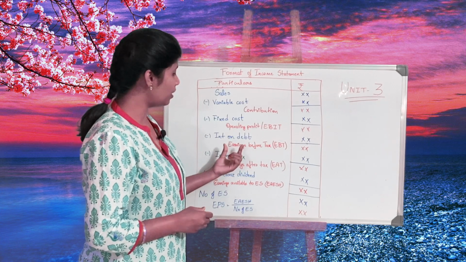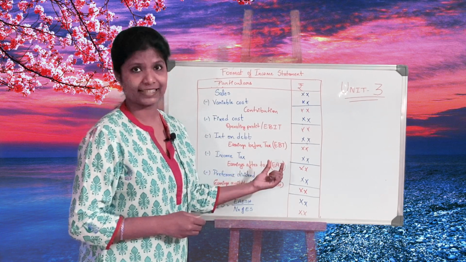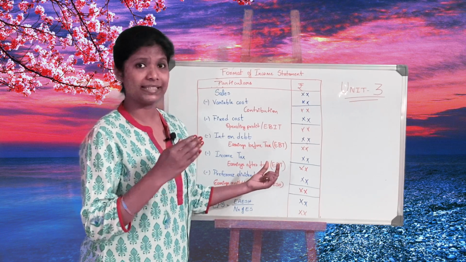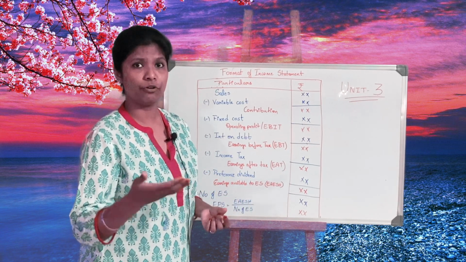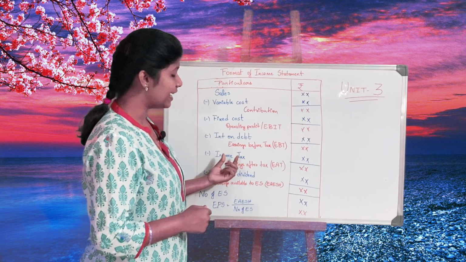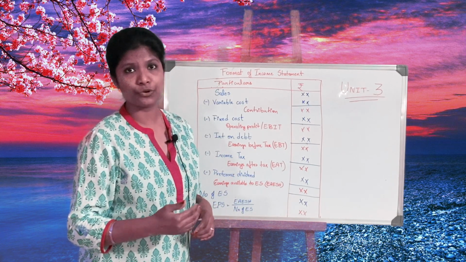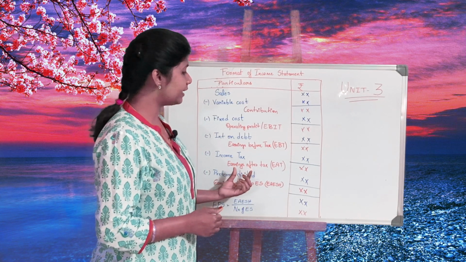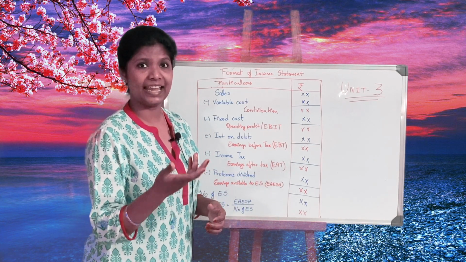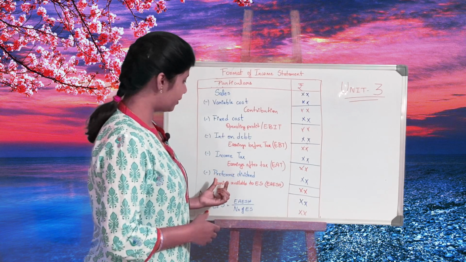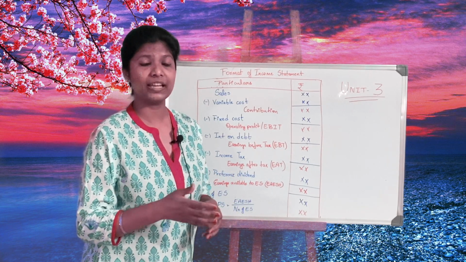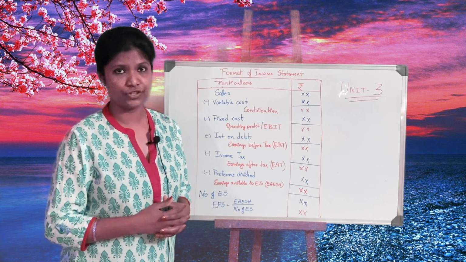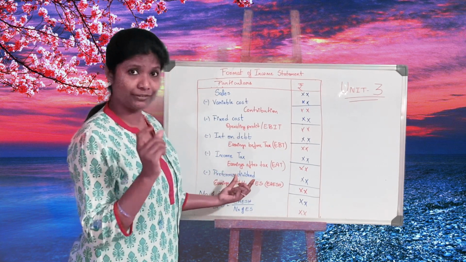Then it will be called earnings before tax. That means you have paid the interest but you have not paid the tax. That is called EBT, earnings before taxes. Next, income tax. After paying interest, you're going to pay taxes to the respective government. It is called earnings after tax, EAT. And then preference dividend. If the company has preference share capital, it has to pay preference dividend, which will be deducted here, only the dividend amount.